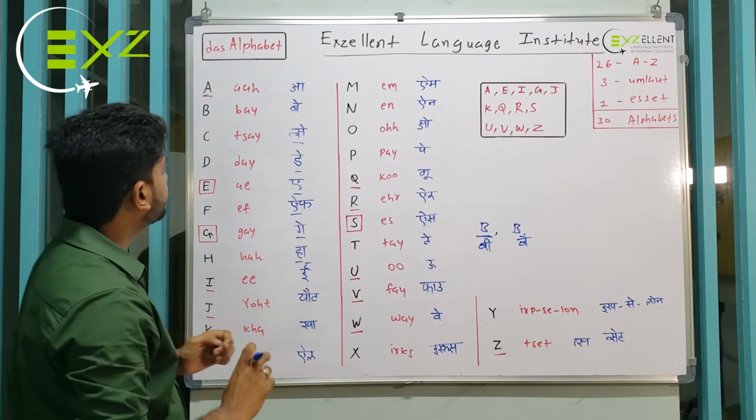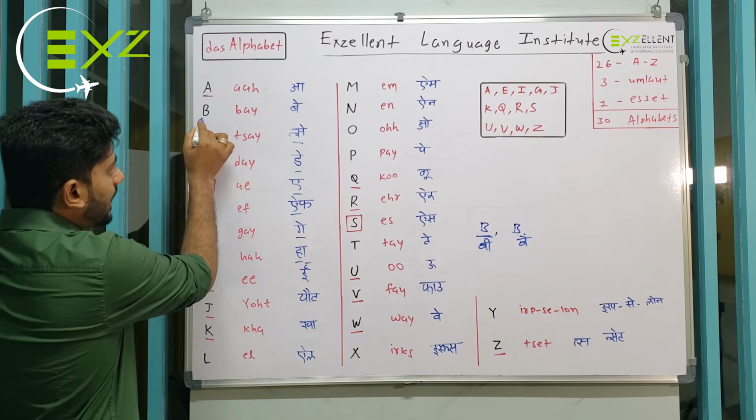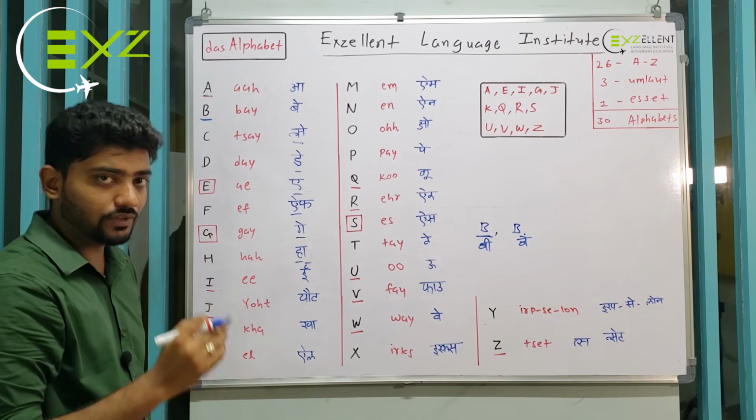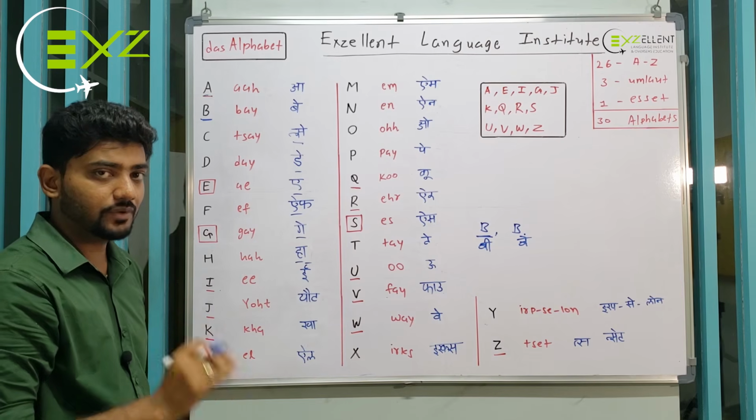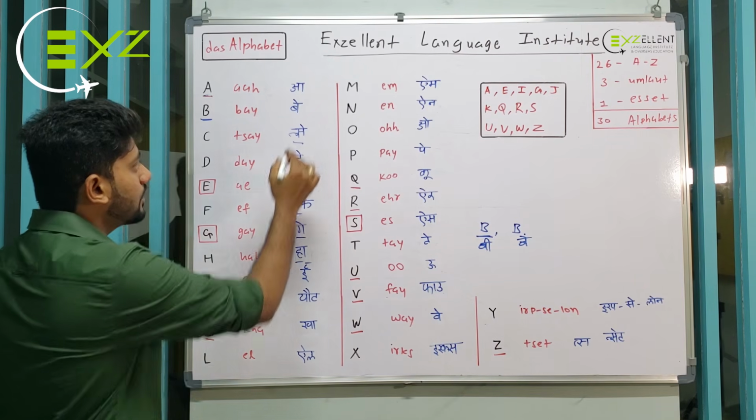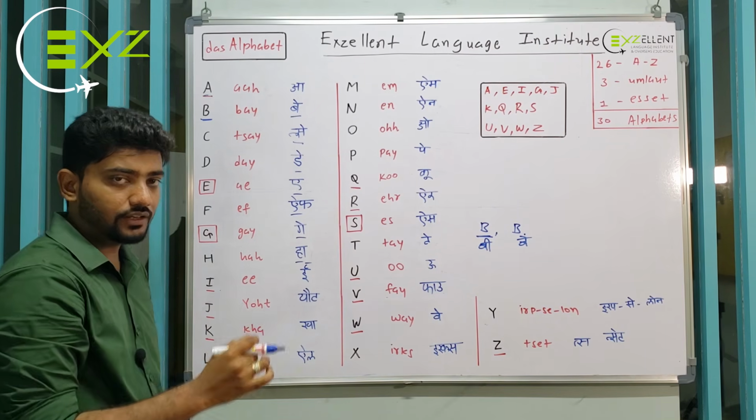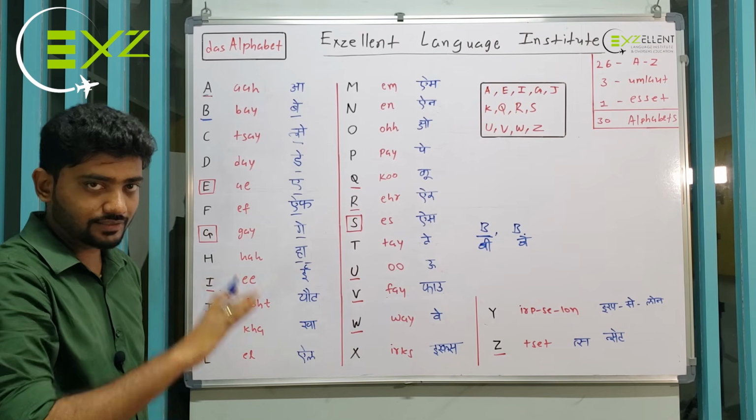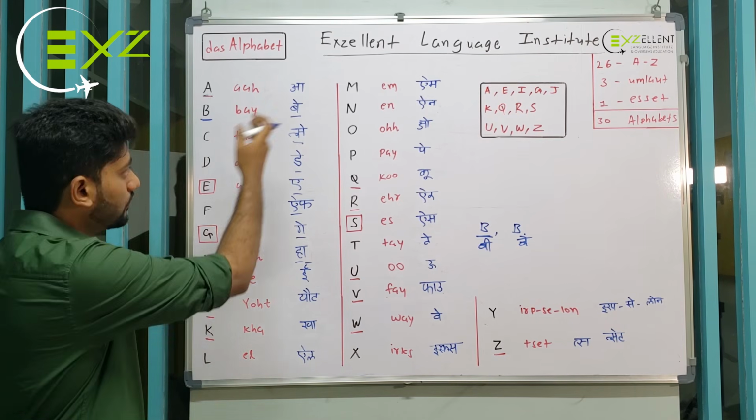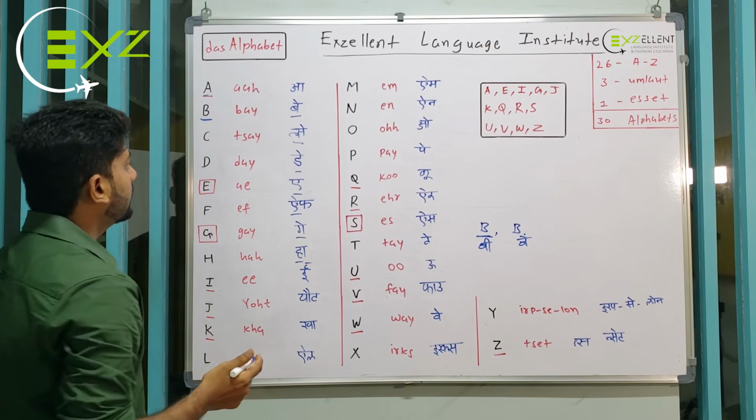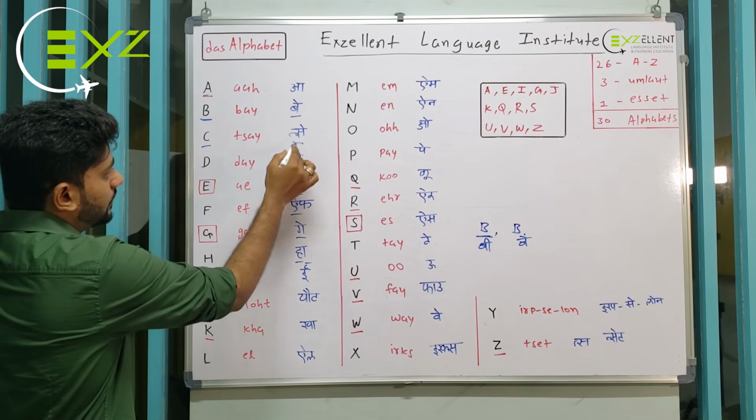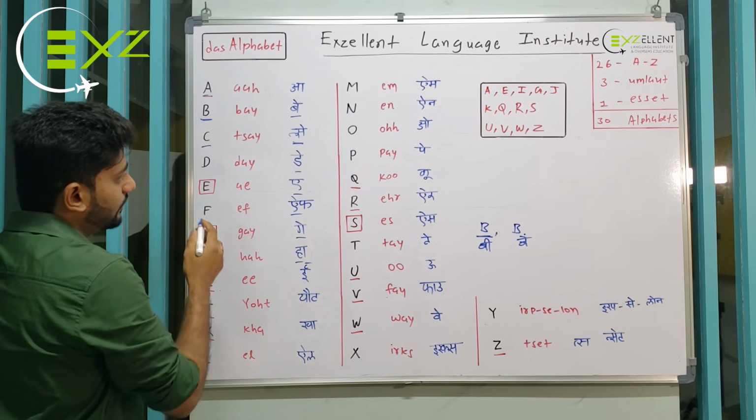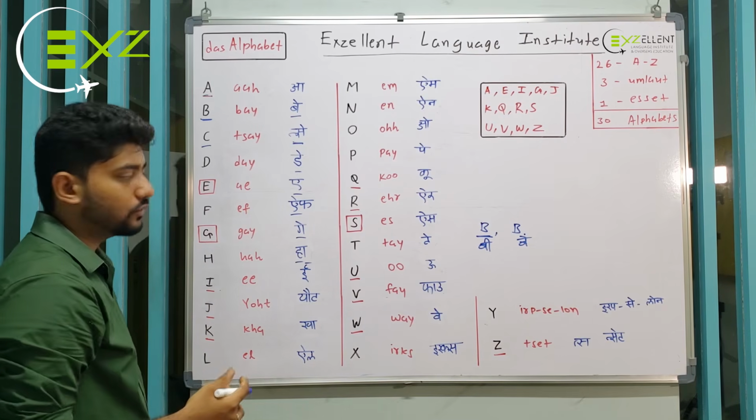In English the identity of the alphabet is B. In German, the identity of the alphabet is B. Pronunciation in English and German will be the same for the alphabet B. Okay. Now C will become C, D will become D.